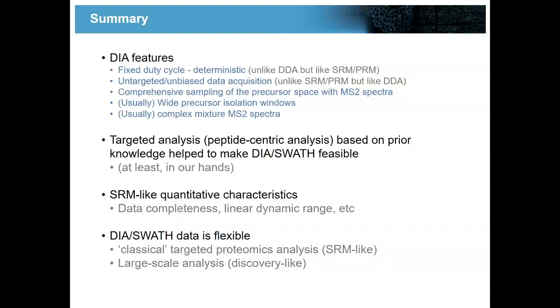And to me, the big benefit of DIA data is its flexibility. So you can do classical targeted proteomics analysis, kind of SRM-like analysis of the DIA data, where you say that there's just 50 proteins that you're interested in, and you try to extract the MS2 level quantitative information for those 50 proteins, or you take the position that you want to try and extract quantitative information for all the peptides and proteins that you can, and then you're in a more discovery-like mode.